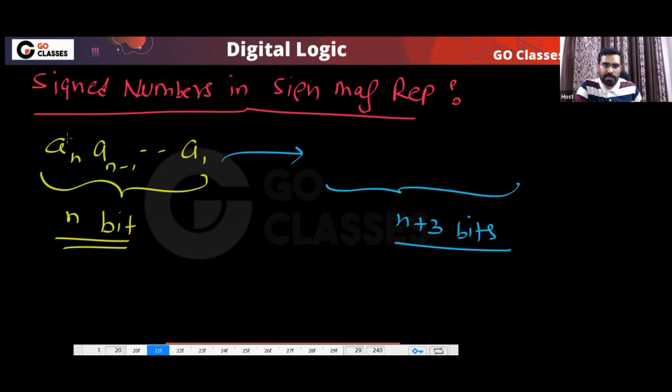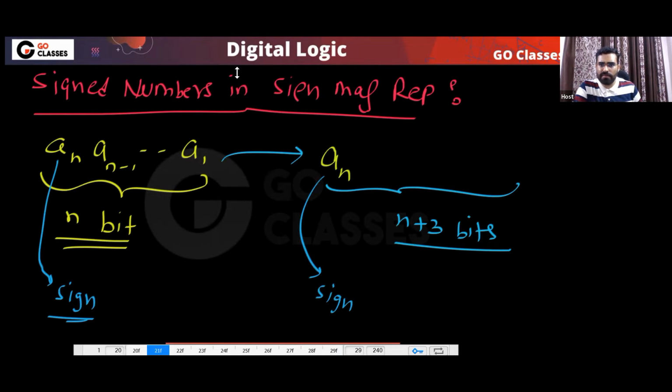Very simple. The sign will not change. Correct? Yes or no? The sign will not change. So you will put a_n directly, because this a_n is telling you the sign. And the magnitude, a_n-1 to a_1, will also not change.